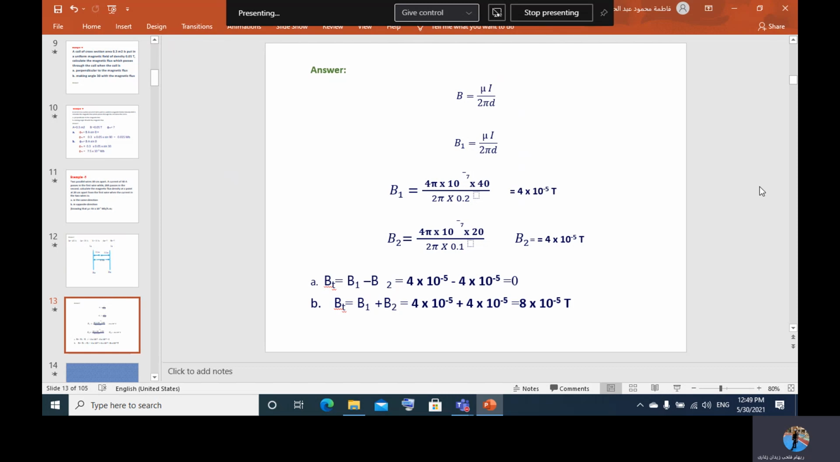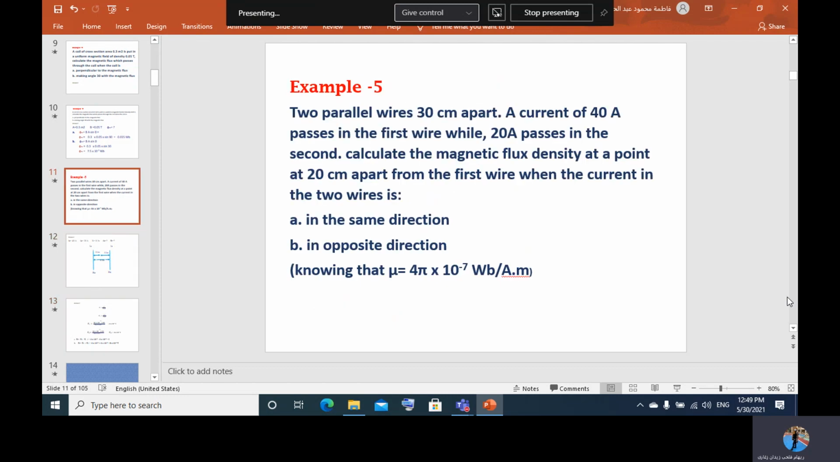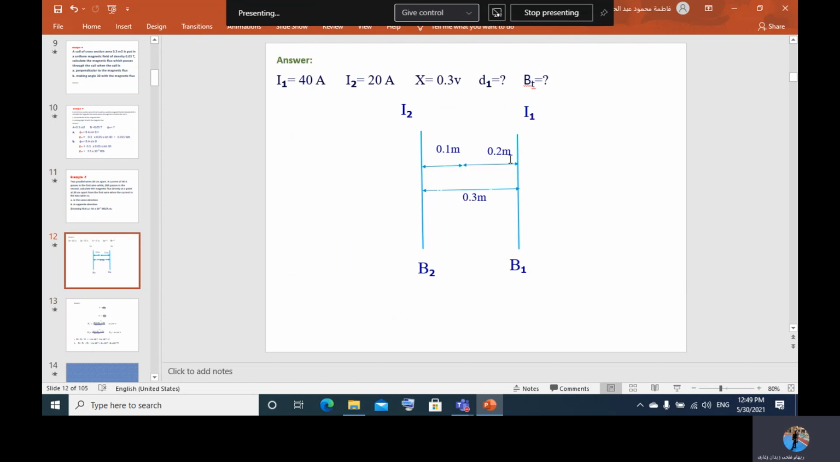So mu, from the given, equals 4 pi 10 to the power of -7. This is mu, and I is 40. Where did I get this from? From the given. He gave me this. Divided by, the denominator is 2 pi. I put it as it is. And the distance is 0.2. Where is 0.2? I go back to the diagram. Where is 0.2? This one.